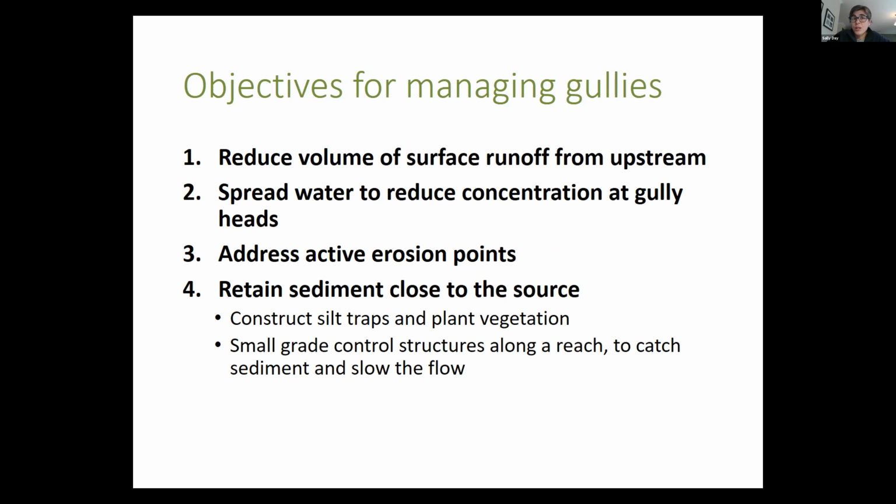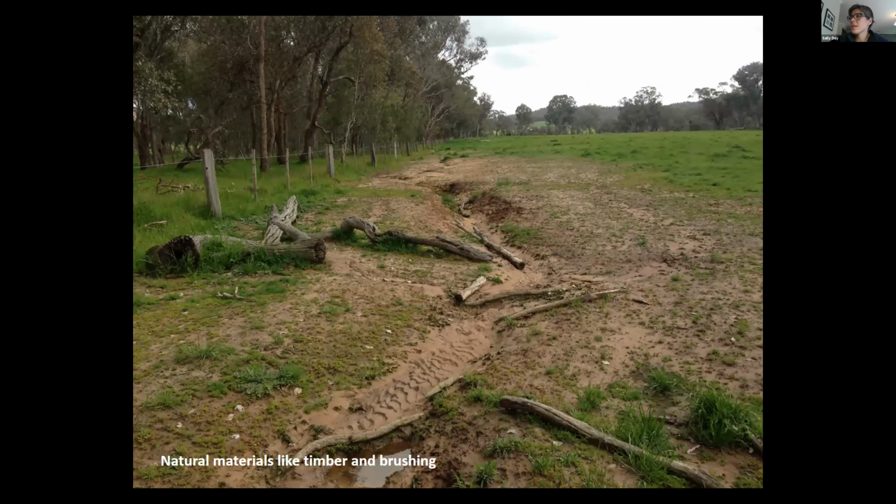You can also construct some small grade control structures along the reach to act like little weirs, if you like, and to start to catch sediment behind those. They'll also help to slow the flow, which will further help to capture sediment. So there's a lot of things that we can use off our property that will work without us having to go and purchase expensive things.